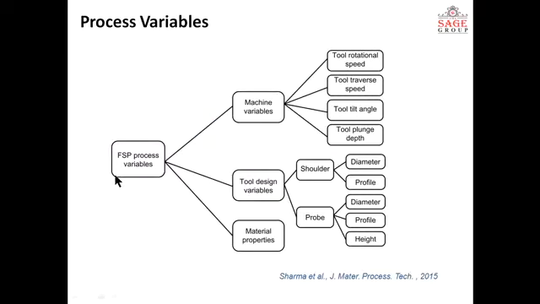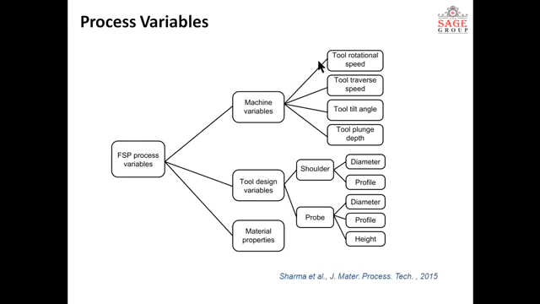And these are the process parameters which can be considered for making surface composites by FSP, and these are some variables: tool rotational speed, at which RPM it is rotating. If it rotates at high speed, then a high amount of heat will be generated.